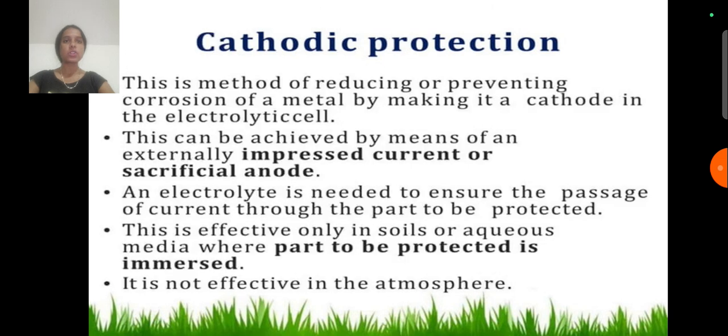And cathodic protection: this is the method of reducing or preventing corrosion of a metal by making it a cathode in an electrolytic cell. This can be achieved by means of externally impressed current or a sacrificial anode. An electrolyte is needed to ensure the passage of current through the part to be protected. This is effective only in soils or aqueous media where the part to be protected is immersed, and it is not effective in the atmosphere of corrosion. This is about cathodic protection.